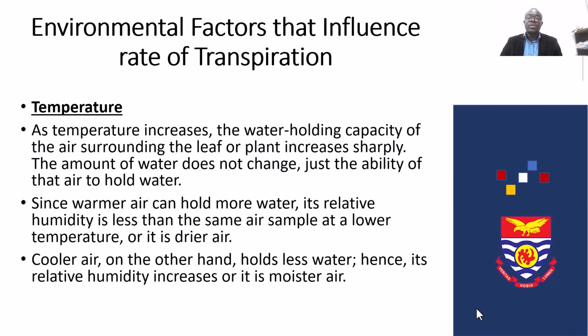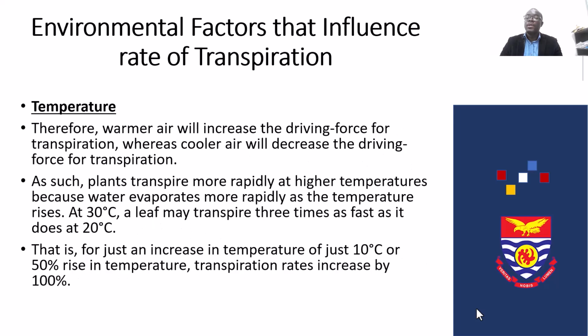As temperature increases, the water holding capacity of the air surrounding the leaf or plant increases sharply. The amount of water does not change, just the ability of the air to hold water. Since warmer air can hold more water, its relative humidity is less than the same air sample at a lower temperature, or it is drier air. Cooler air, on the other hand, holds less water, hence its relative humidity increases, or it is moister air.